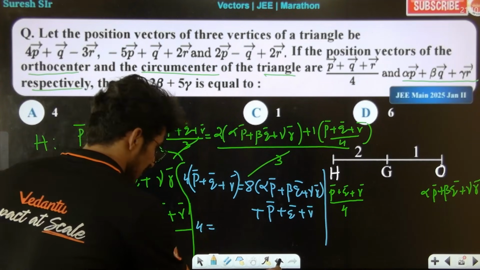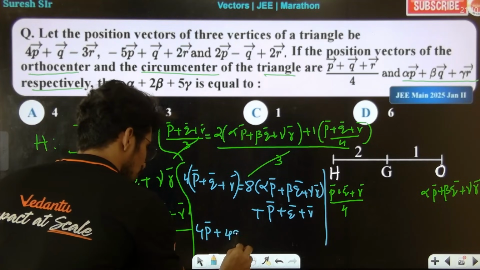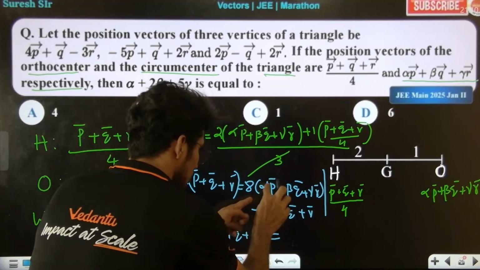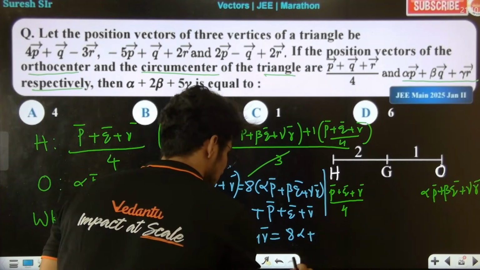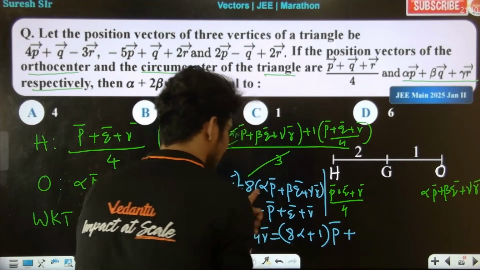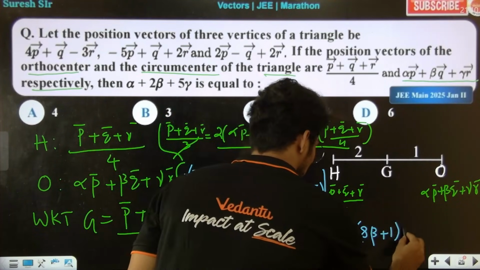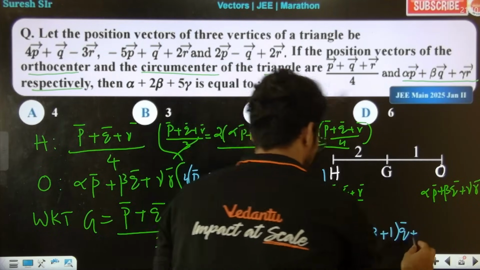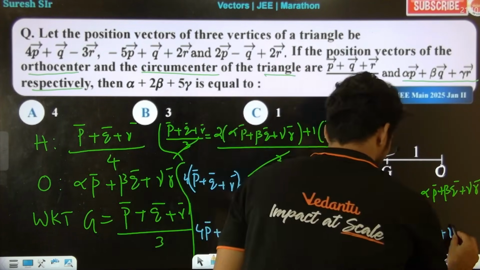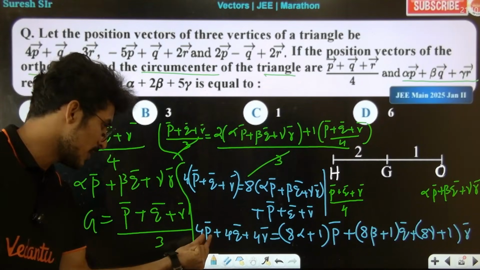If I take, otherwise I'll write one extra step, no problem. 4p plus 4q plus 4r is equal to what? 8. So p common means what? 8 alpha plus 1 into p vector, correct or not? Then 8 beta plus 1 into q vector plus 8 gamma plus 1 into r vector. Check. Now r coefficient 4, q coefficient 4, p coefficient 4.